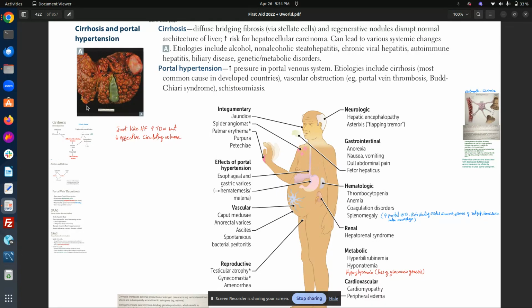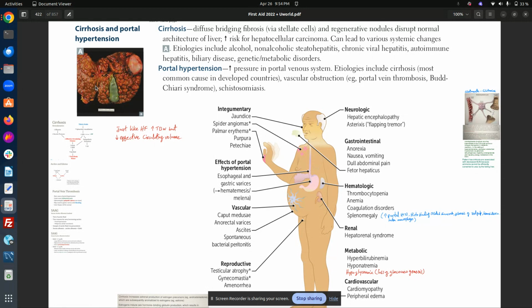Normally the liver has a very smooth architecture, but in image A you can see there are nodules and fibrosis, the formation of regenerative nodules and fibrosis within the liver parenchyma. This is not normal. The cells which are responsible for fibrosis and the formation of regenerative nodules are called Ito cells, also called stellate cells. This is again a very important point from the exam point of view. The cells responsible for fibrosis within the liver parenchyma are called stellate cells or Ito cells.